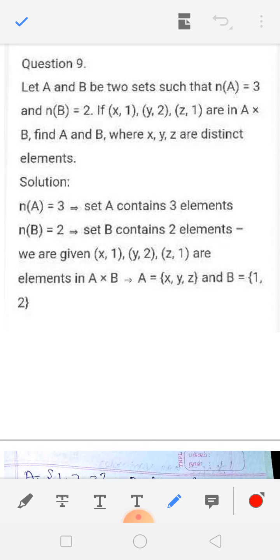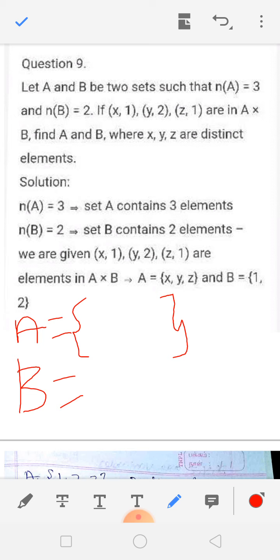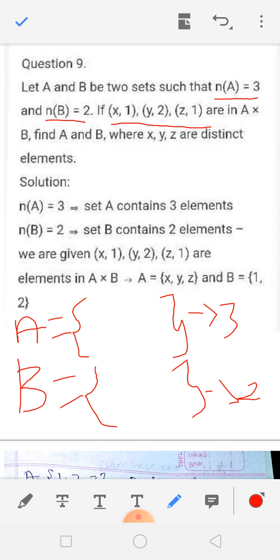What does it mean? Suppose this is my A set, this is my B set. In the A set I have how many values? 3 values. In the B set I have how many values? 2 values, because n(A) is equal to 3 and n(B) is equal to 2. They also give one condition: (x, 1), (y, 2), (z, 1) are in A cross B. Find A and B. That's it.